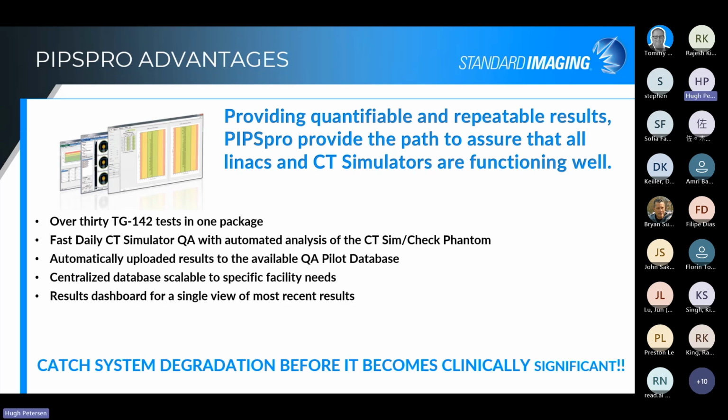The results dashboard gives a single view to see the most recent results and when things were performed. Everything is quantifiable. It's not a qualitative test. Everything has numerical results and analysis, so you can track those accordingly and have usable information from those tests.